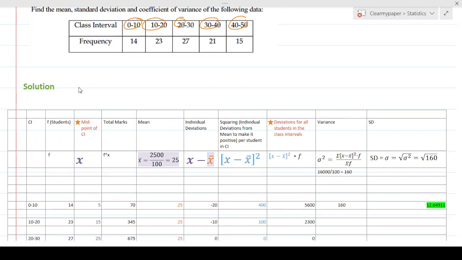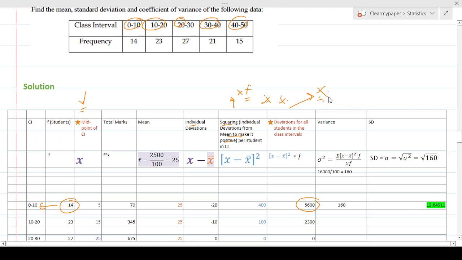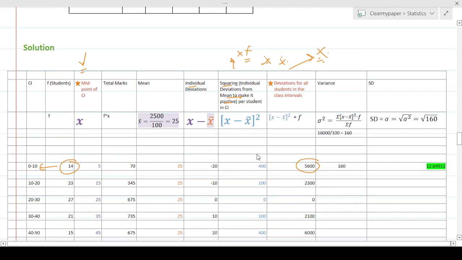Again, two important steps: first you need to find the midpoint for this class interval, and the most important step is, do not forget, once you find the individual deviation, then you square it off to make it positive. Make sure that you multiply this figure by the frequency for the students in that class interval, so that you get the total squared deviations for all the students in the class interval. Do not miss this step. This is the most important step. Okay, that's what I repeated. And the rest of the things are very simple. The same rule that we are following.